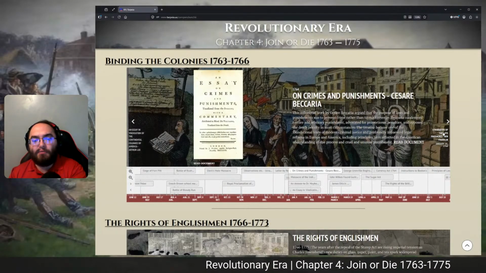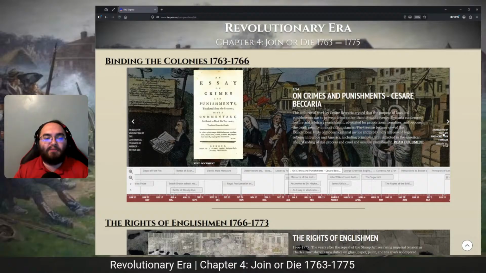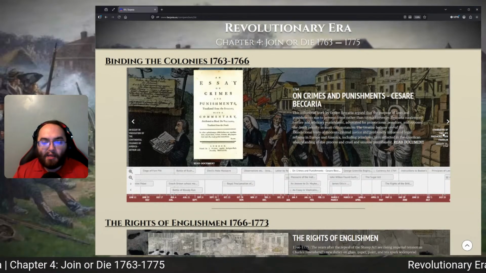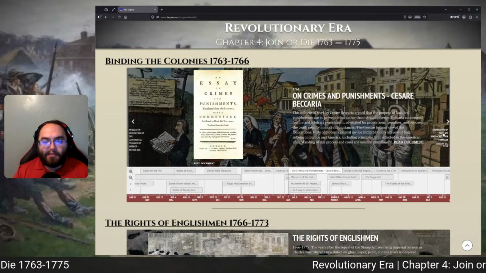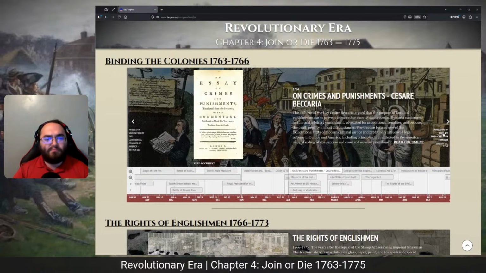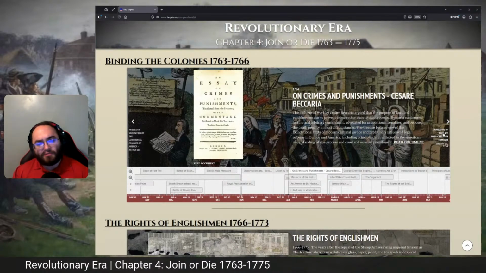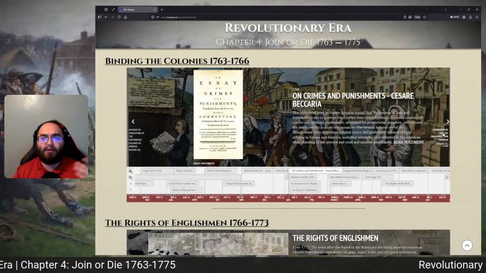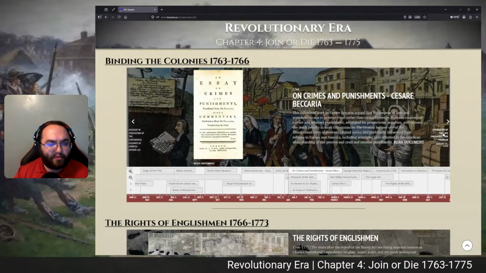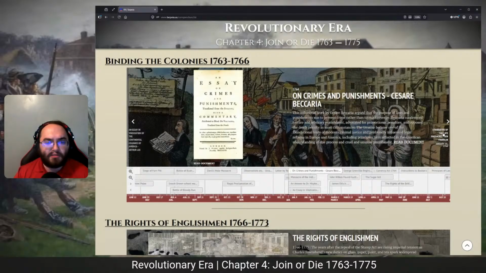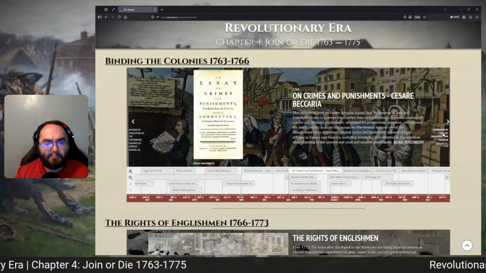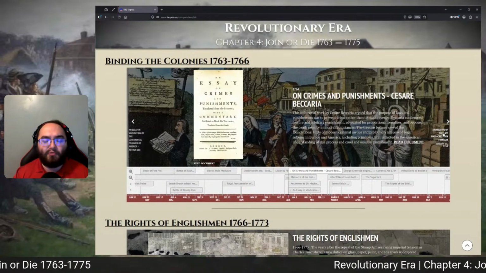Here's an interesting essay on crimes and punishments, written by an Italian guy. And I like to add as many of these primary sources from not just the American colonies, but also from other parts of Europe. Like I include Thomas Hobbes' Leviathan. I include John Locke's Second Treatise on Government. I include The Spirit of the Laws by Montesquieu. And now this is yet another political essay.